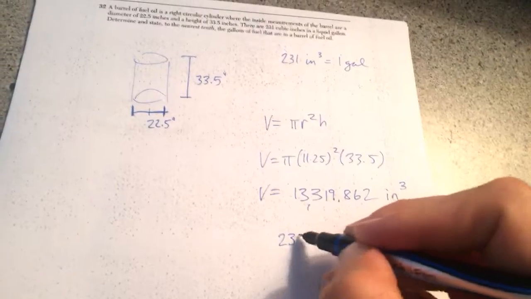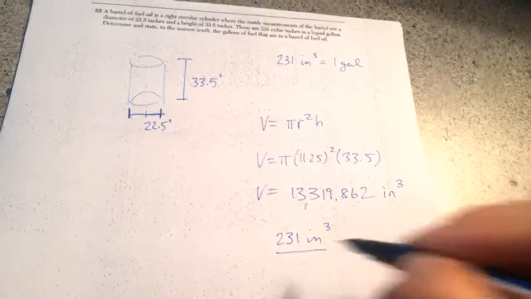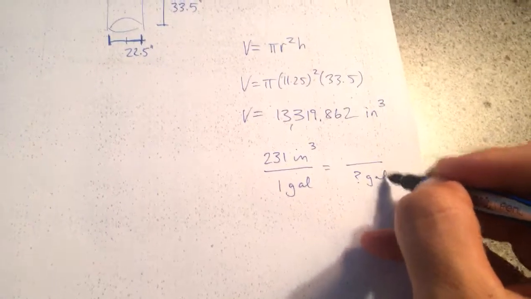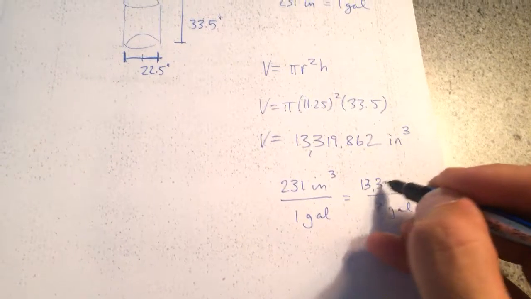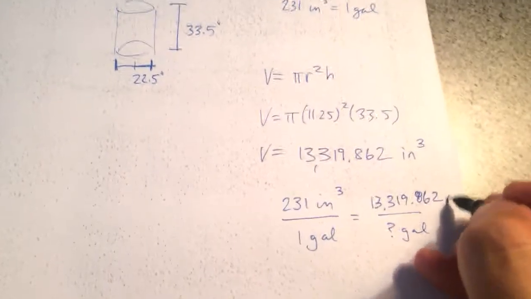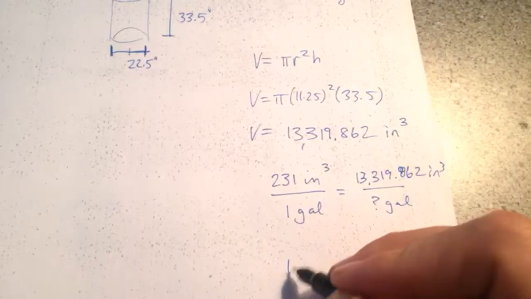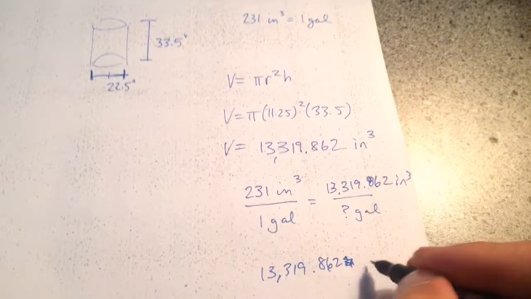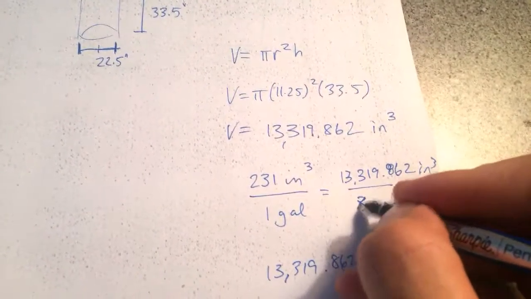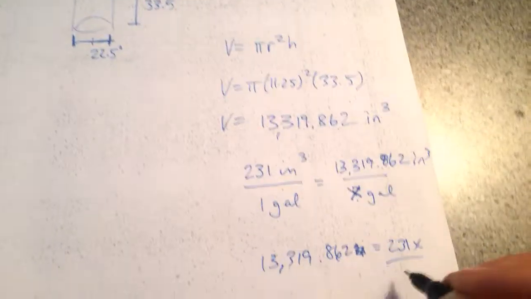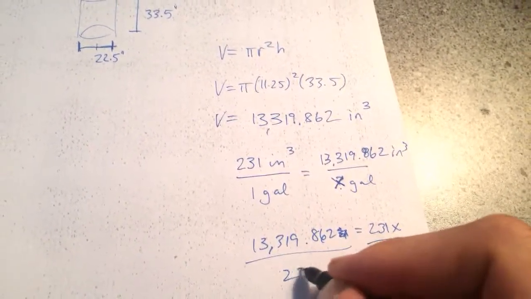So now if I know that there are 231 cubic inches for every 1 gallon, we want to know how many gallons is 13,319.862 cubic inches. So what I'll do is I'll cross multiply. I get 13,319.862 cubic inches. Actually, I'm just going to leave the label off for now if you don't mind. 231, I'll call this x now. So 231 times x, I get 231x. I divide both sides by 231.